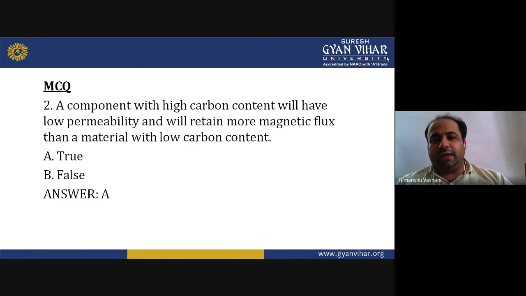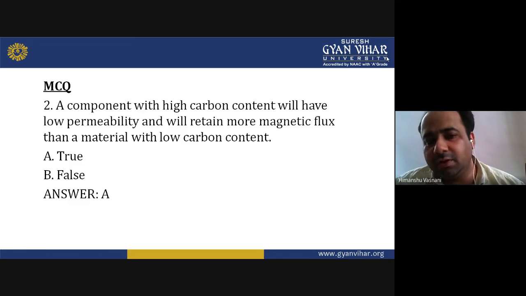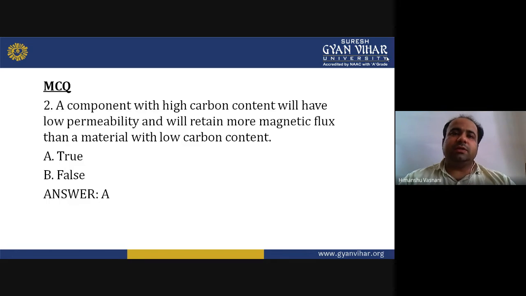So you can understand that a component with high carbon content will obviously have a low permeability. We have studied this with the hysteresis loop also. So it is true in this case. The answer is A, True.